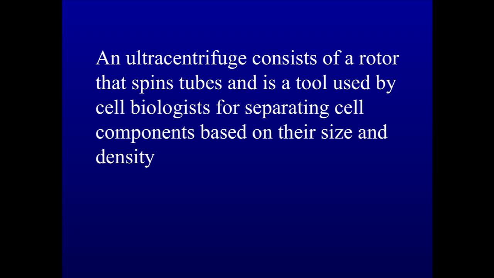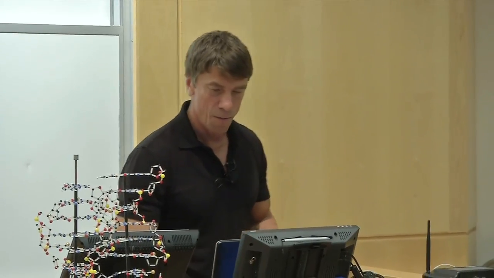A centrifuge, and I'll talk more about this in the second part of tonight, is a laboratory tool that's used for separating out components of the cell based on their size and density. Think of it as a washing machine on spin cycle. The heavy things will go to the bottom of a tube spun in a centrifuge, as the lighter things will stay at the top. And we can separate out things on that basis.